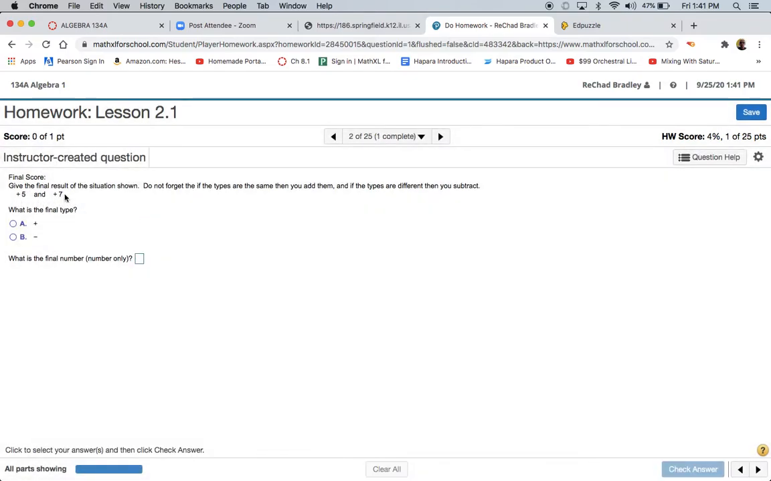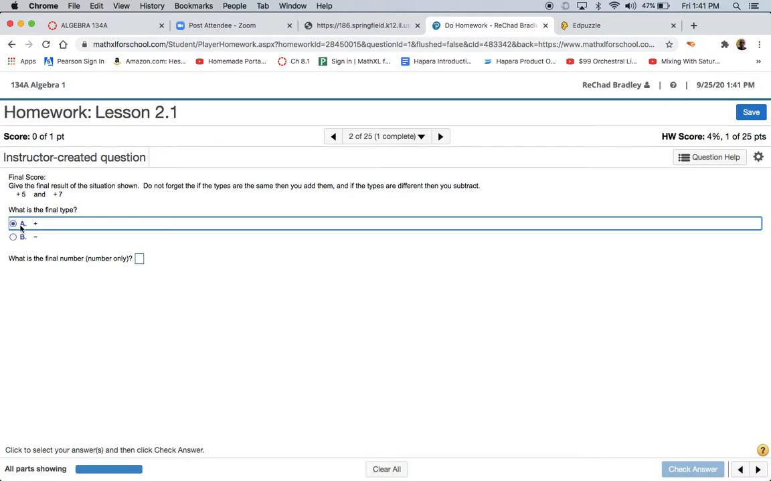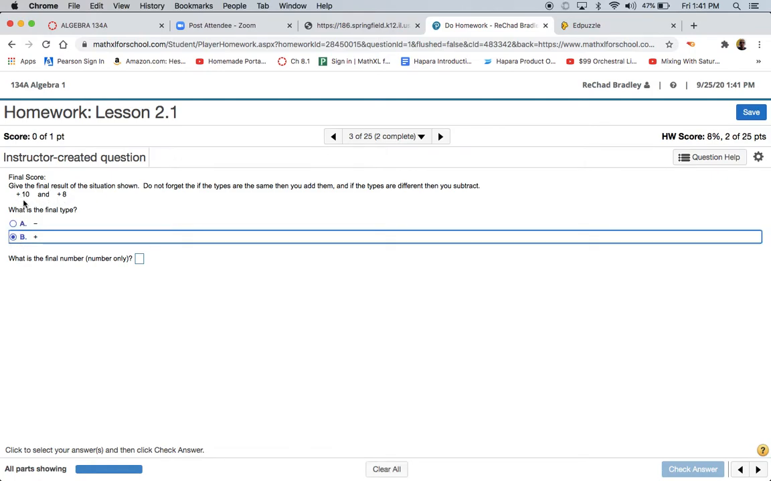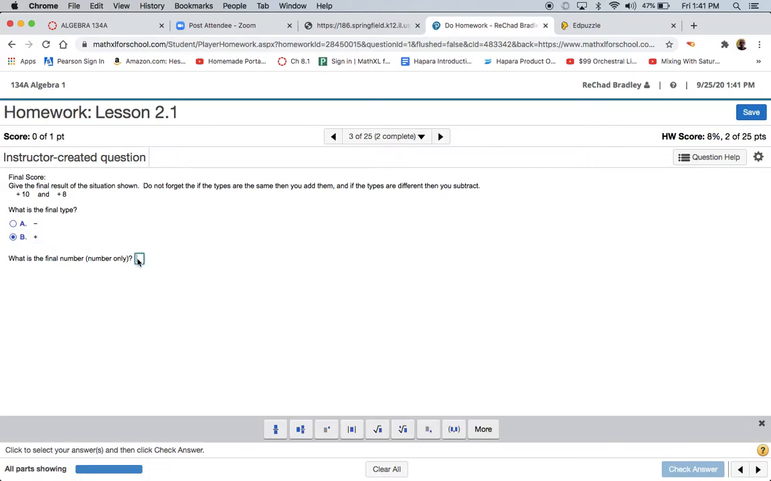Again, these two are both the same, so they work together. Since both of them are positive, we're going to be positive. And since they work together, you end up with 12 of them because 5 and 7 make 12. Wow, this is boring. Positive 10, positive 8, because they're both positive, they should be there. And then they work together again to make 18.